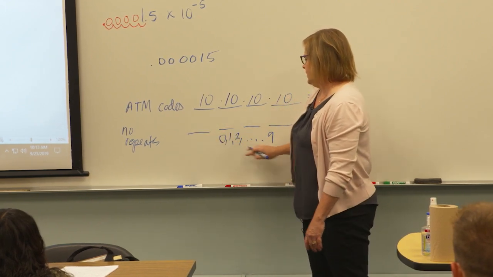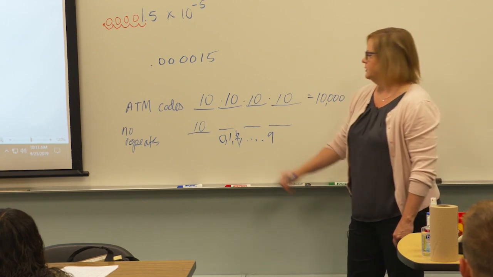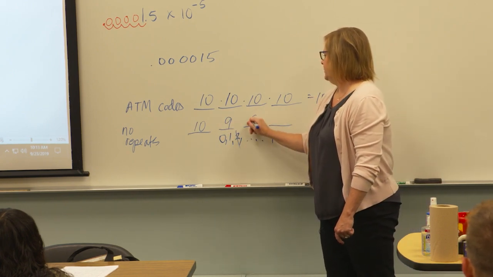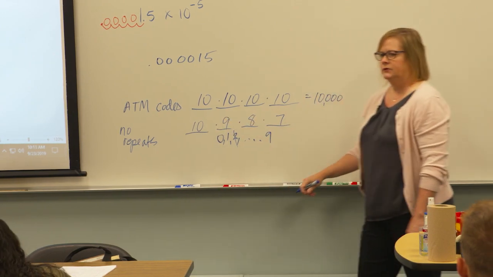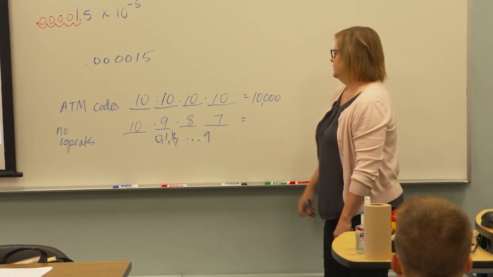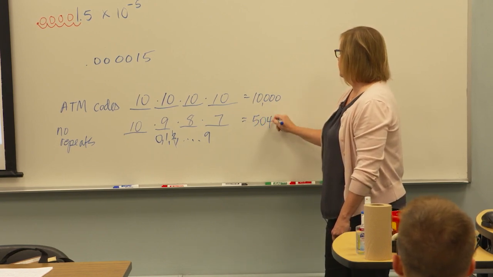I'd start with all 10 options, right? But then let's say I use a 2. I can't use it now. So it'd go to 9, yep, 8, 7. So I'd multiply that together. Yep. I think that's 5040. Okay.